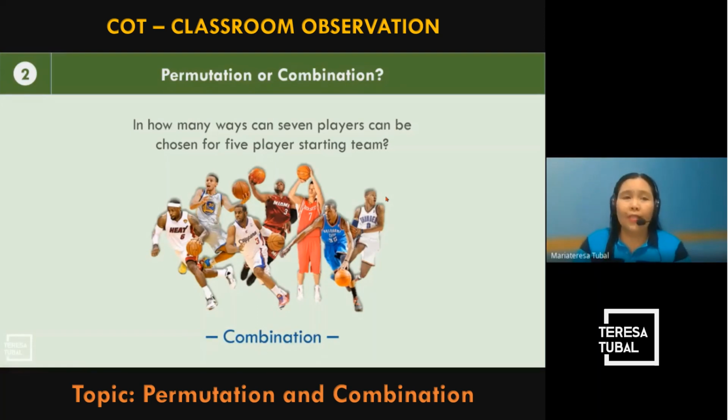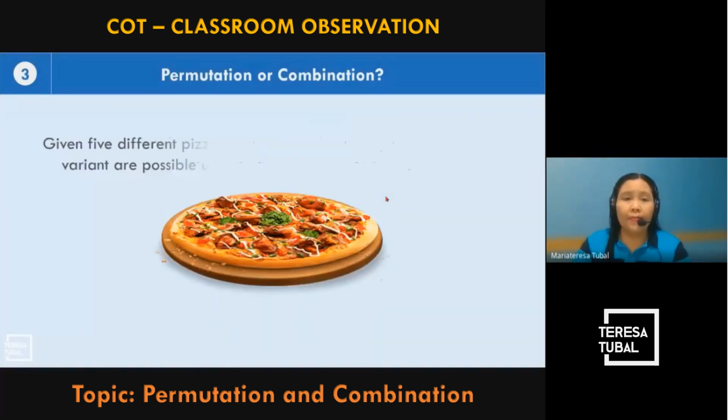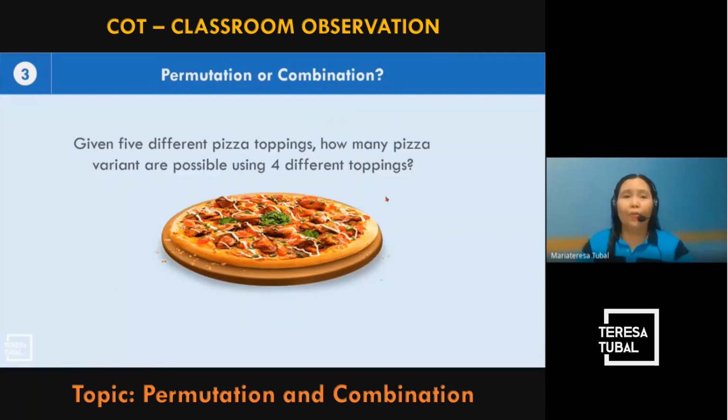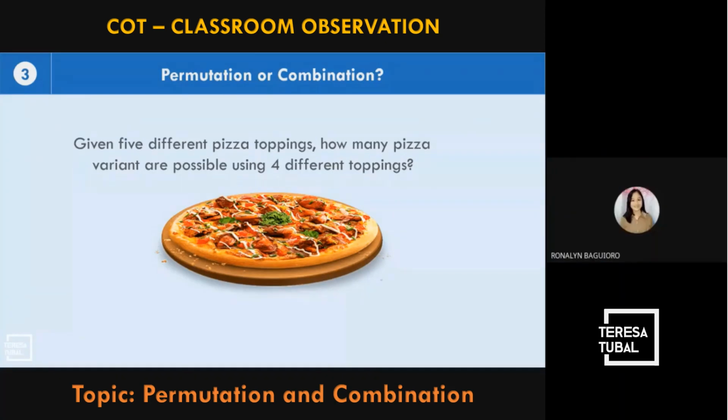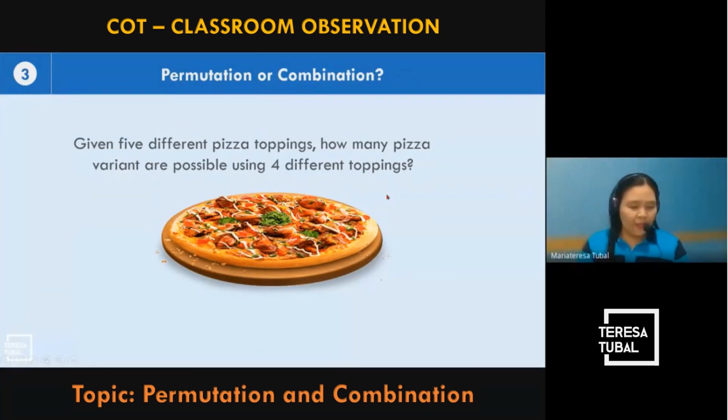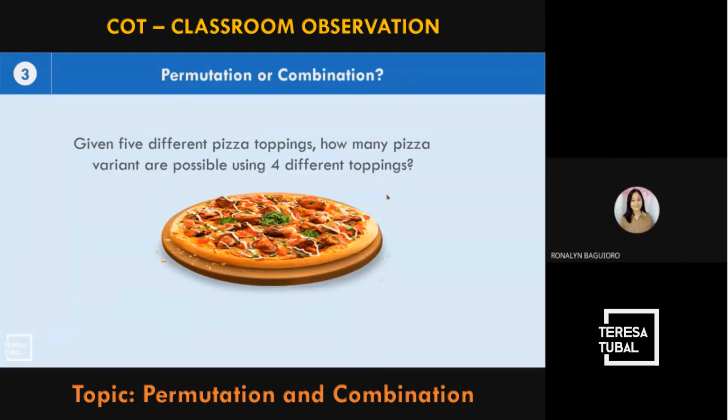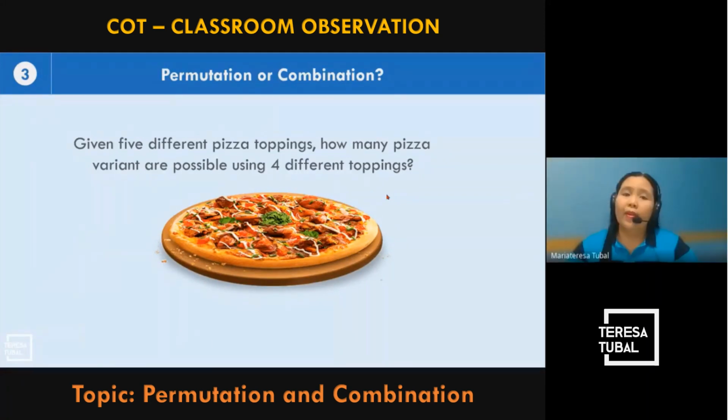How about number 3? Pizza. Given 5 different pizza toppings, how many pizza variants are possible using 4 different toppings? Combination. Why combination? Because it does not regard the order. Okay, so you can start with whichever you like, whether ham or cheese, it depends on you which one you want first. If that is the case, this problem is considered a combination.